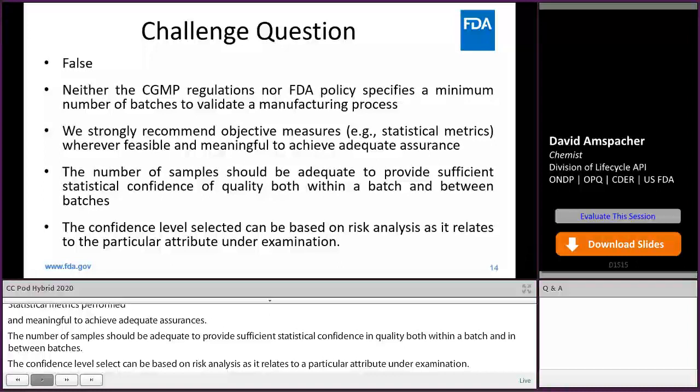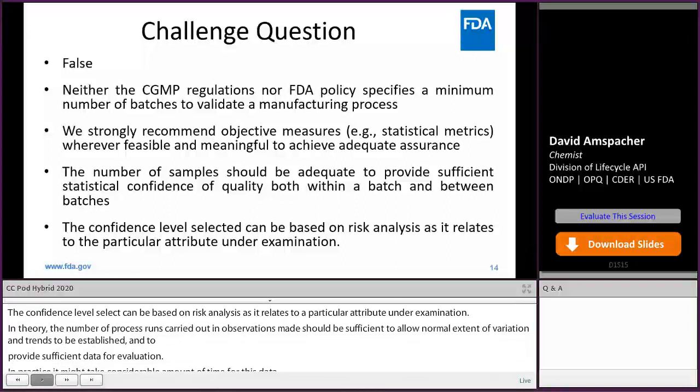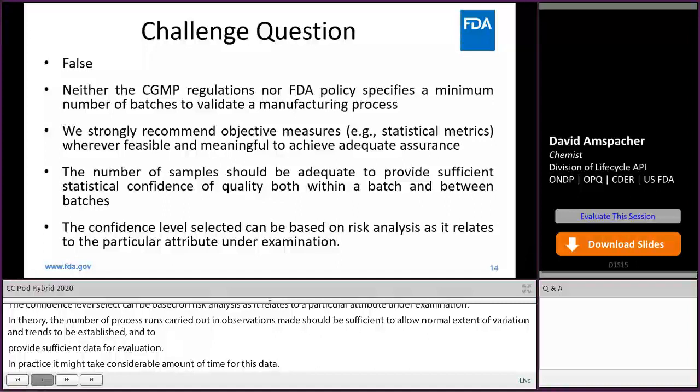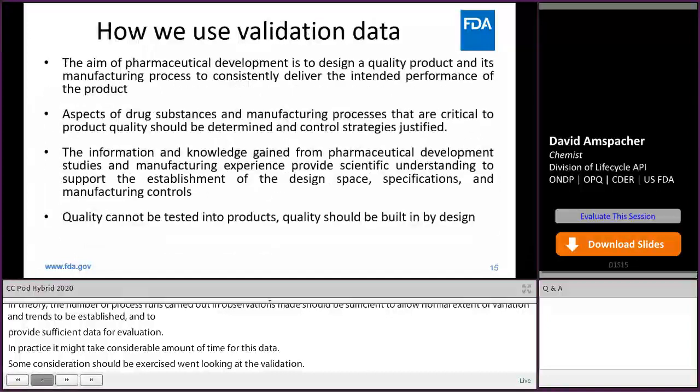Some considerations should be exercised when selecting the process validation strategy. Among these should be the use of different lots of raw material and major excipients, batches produced on different shifts, the use of different equipment and different facilities, dedicated for commercial production, and the operating range of critical processes. So how do we use your validation data?